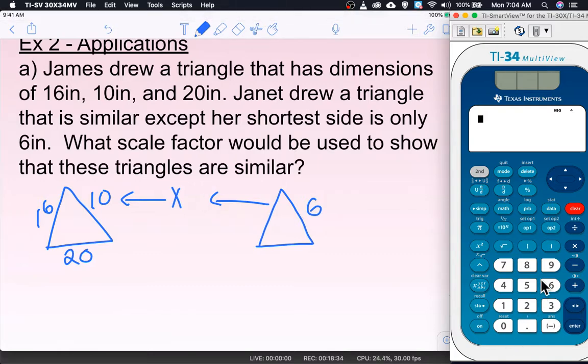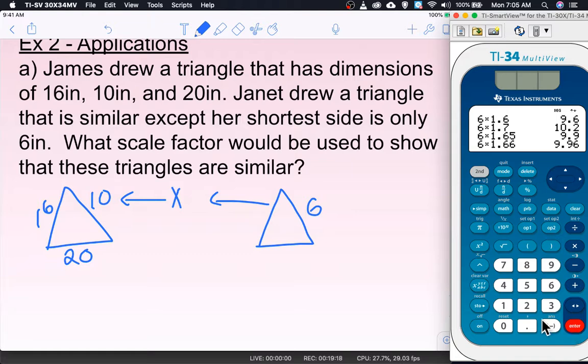Okay, so check this out. 6 times by 1.5. That's not big enough. 6 times by 1.6. Not big enough. 6 times by 1.7. Too big. So you know it's somewhere between 1.6 and 1.7. 6 times by 1.65. Did it again. 6 times by 1.66.